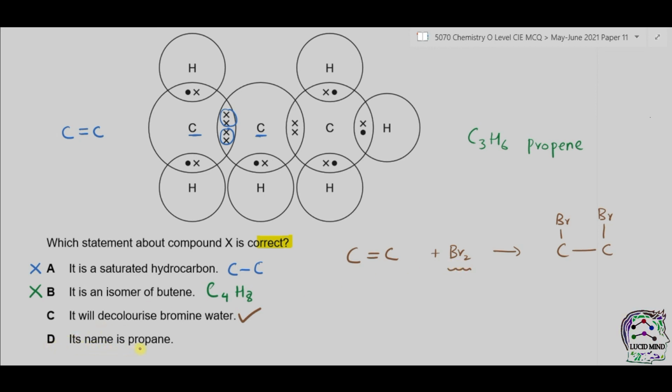Part D, its name is propane, but as the formula is C3H6, it is propene, not propane. Correct option is part C.